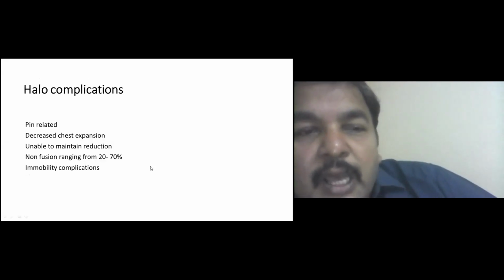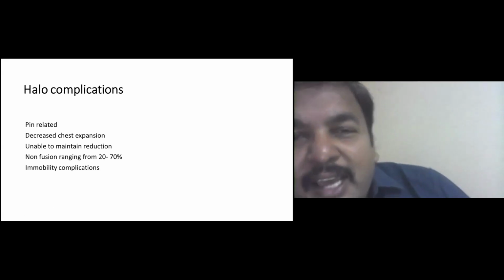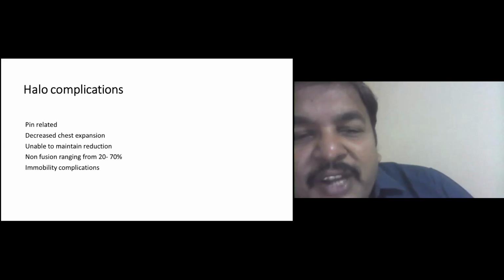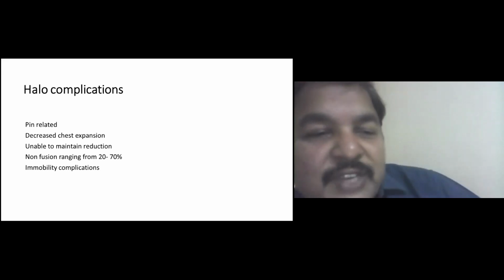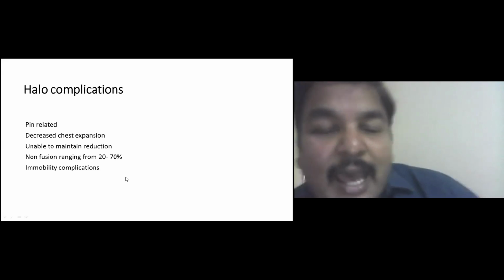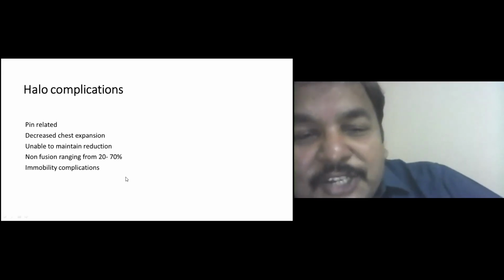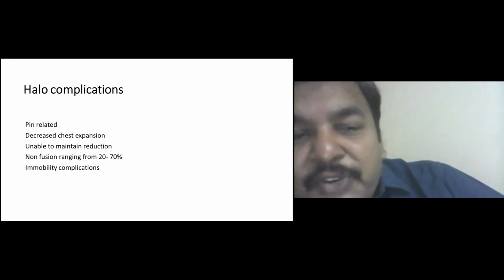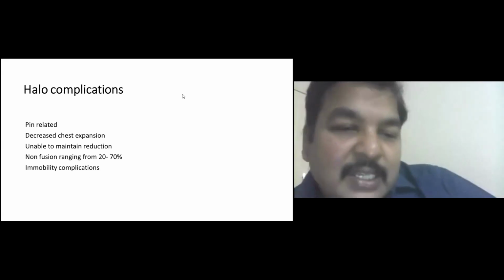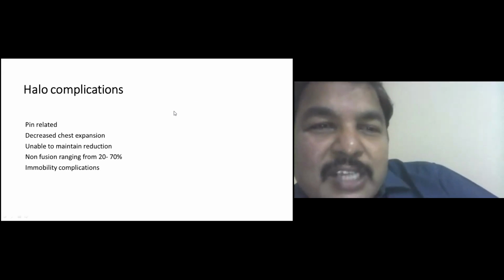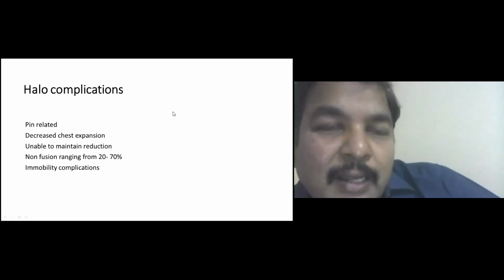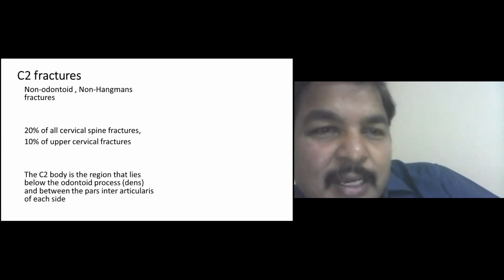So halo complications are pin related. There are a lot of issues with chest expansion, especially in countries like India where the temperature is high. Many people refuse to wear the halo fixation. In halo fixation for highly unstable fractures, the non-fusion rates range from 20 to 70%. So halo has a very limited role in patients where established instability is there in the CV junction area.